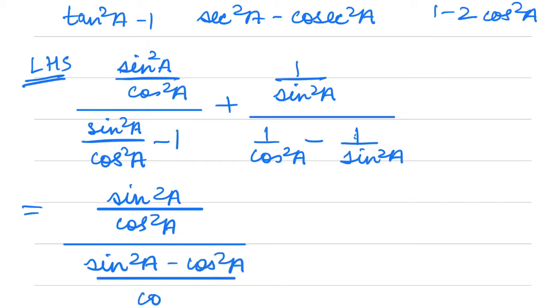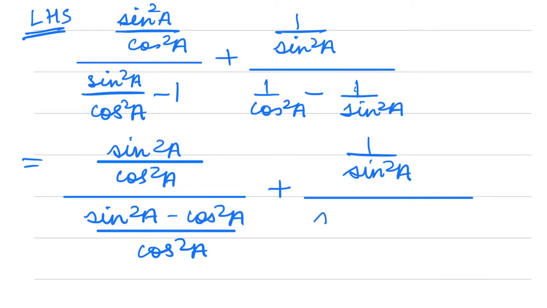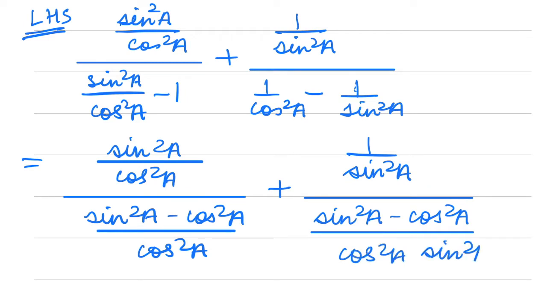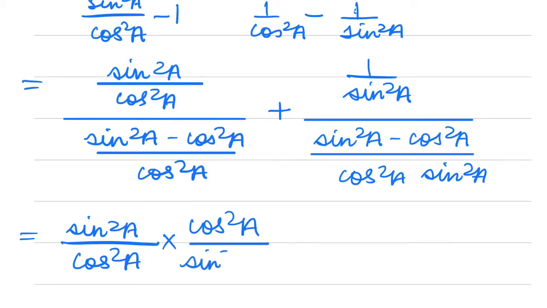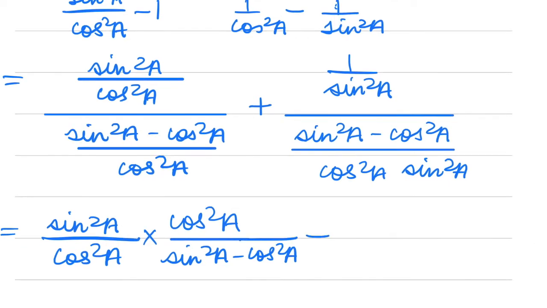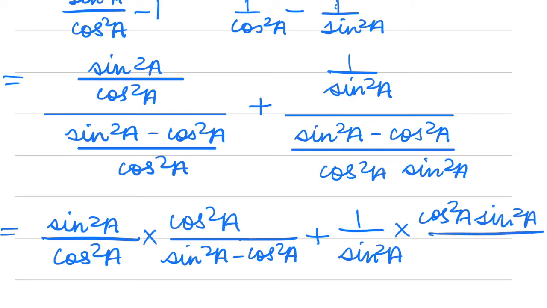Sine square A by cos square A divided by sine square A minus cos square A. We have taken the LCM cos square A, and then plus 1 by sine square A divided by, here LCM, sine square A minus cos square A, as the LCM is cos square A sine square A. We have sine square A by cos square A multiplied by cos square A, and sine square A minus cos square A, plus this side we have 1 by sine square A multiplied by cos square A and sine square A, divided by sine square A minus cos square A.